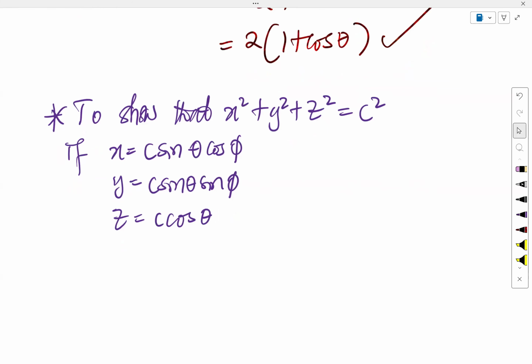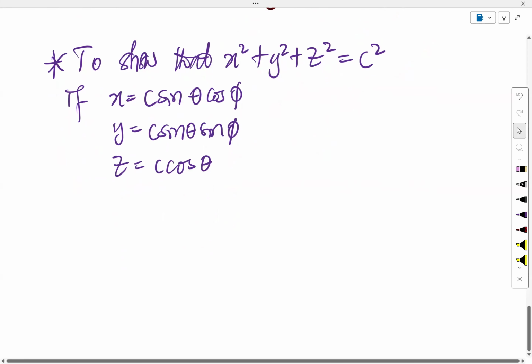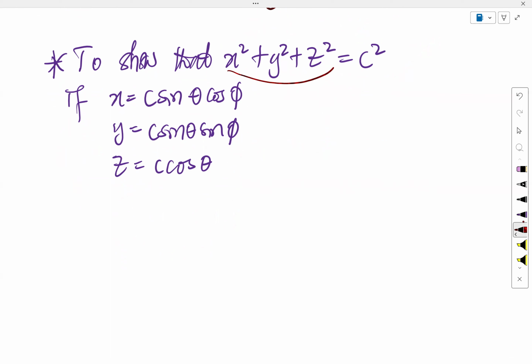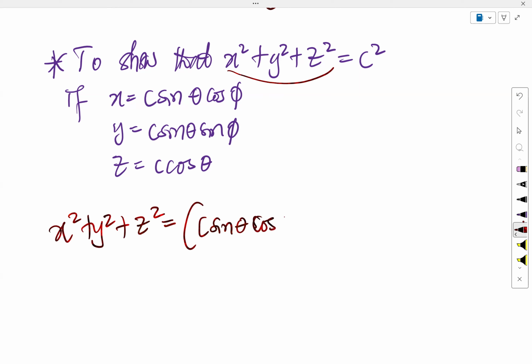Okay, so we have this now. So let's go for this. Now we need to show that x squared plus y squared plus z squared is the same thing as c squared. So that means that we can start with x squared plus y squared plus z squared and end up at c squared. So let's go: x squared plus y squared plus z squared is equal to, what is x? x is c sine theta cos phi all squared. And what is y? c sine theta sine phi all squared, plus c cos theta all squared.